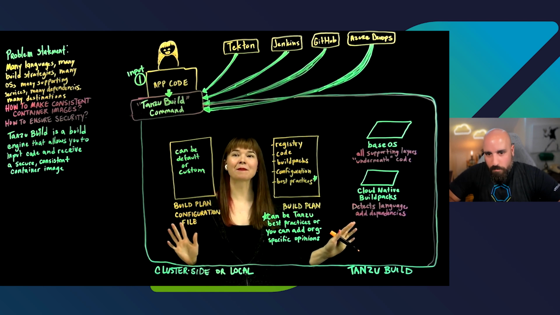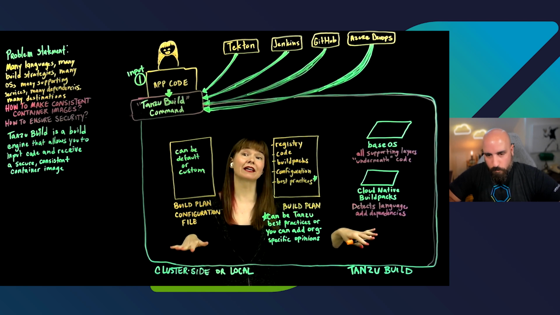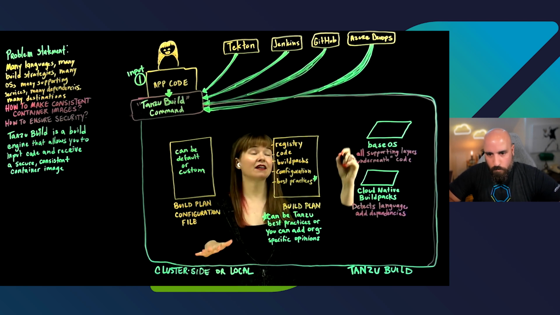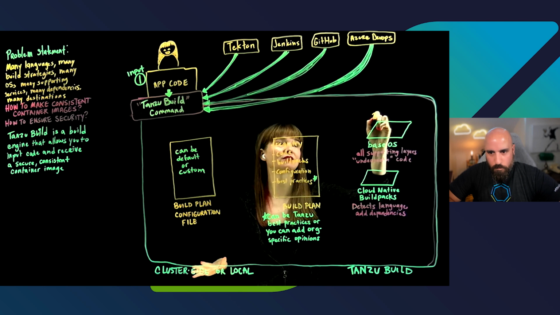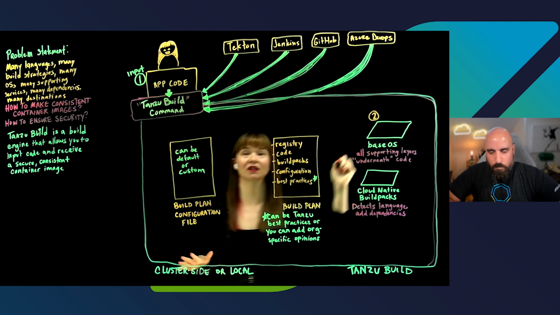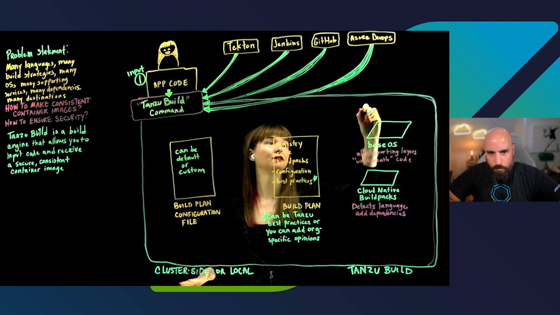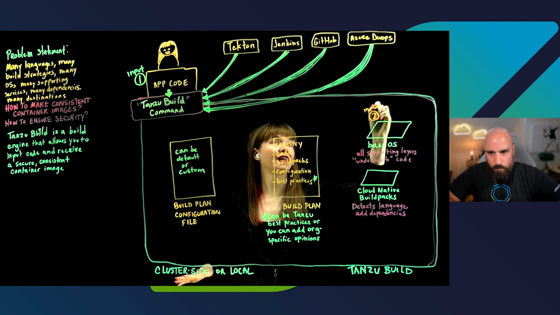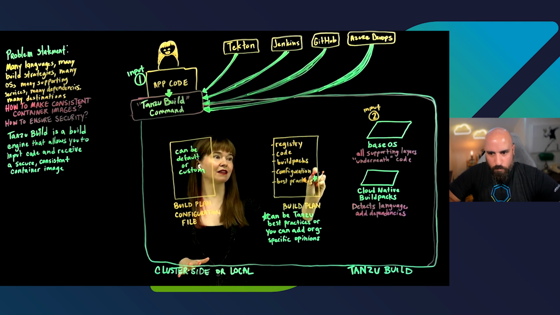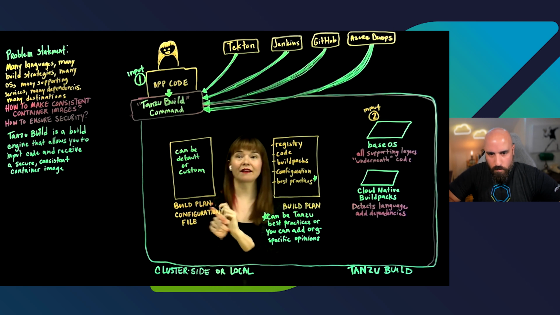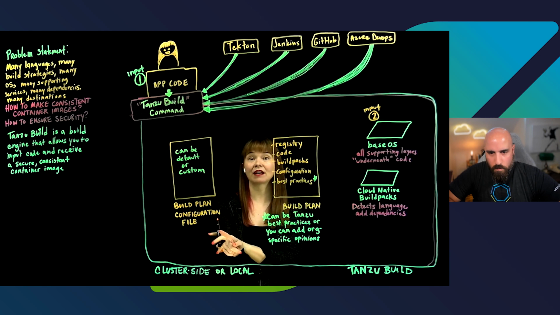the platform engineer has defaults or can make choices in the base OS, which is what's running underneath the application code. So that's input 2. And then input 3 is the build plan configuration file. That's what the cloud native build packs.